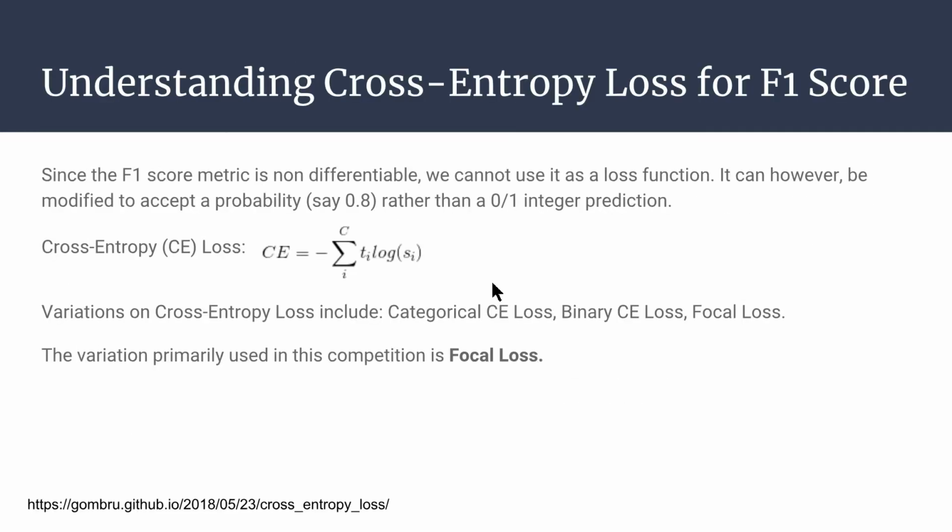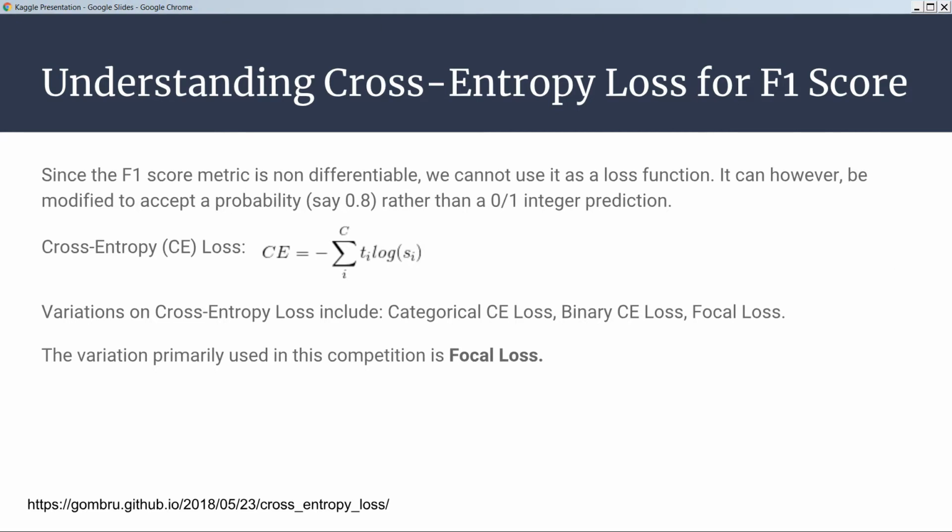The loss function that we use for the F1 score is called the Cross-Entropy loss. It's used because the F1 score metric is not differentiable. So we use the Cross-Entropy loss with a modified prediction. Instead of inputting a 0 or 1, you input a probability as the S parameter there. The cross-entropy loss is defined as this negative sum over the number of classes, where C is the number of classes, T is the ground truth label for the example, and S is your prediction.